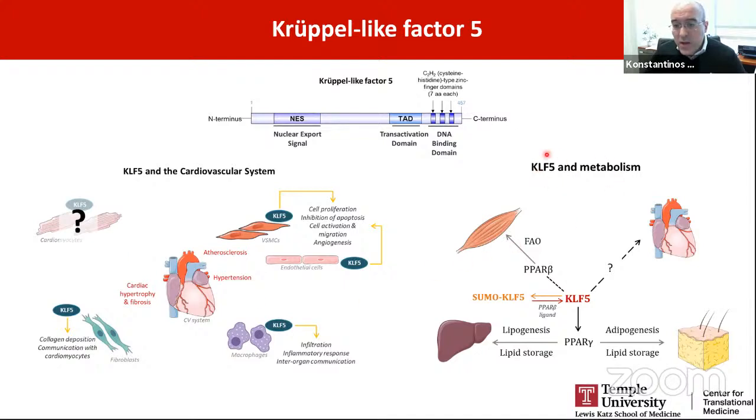At the same time, regarding metabolism, KLF5 was associated with regulation of PPAR gamma, and this had been shown to be important for adipocyte differentiation and expansion of adipose tissue, as well as for lipid storage in the liver. And KLF5 was also interacting with PPAR delta, and somehow it was involved in the regulation of skeletal muscle fatty acid oxidation, but not much about the heart.